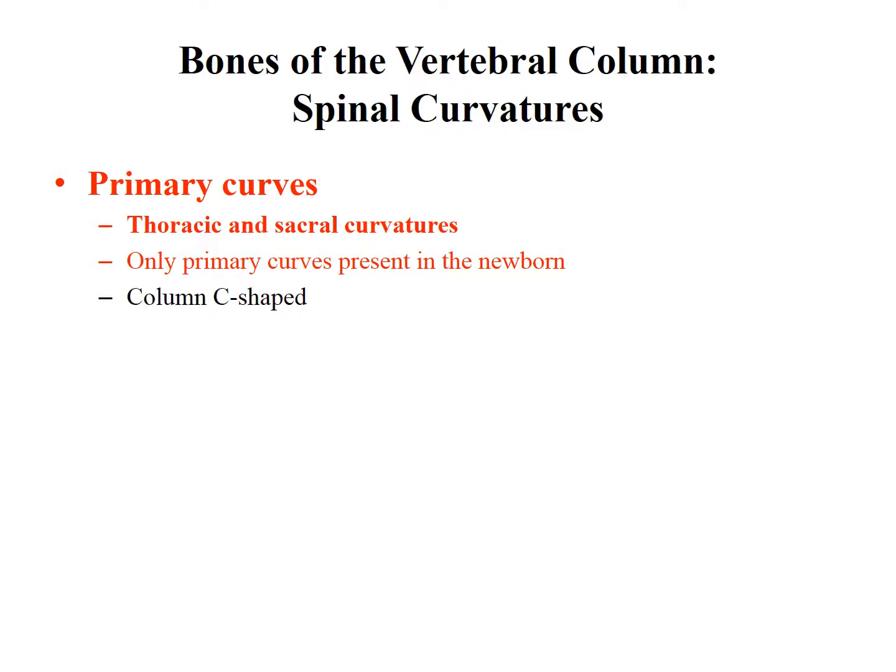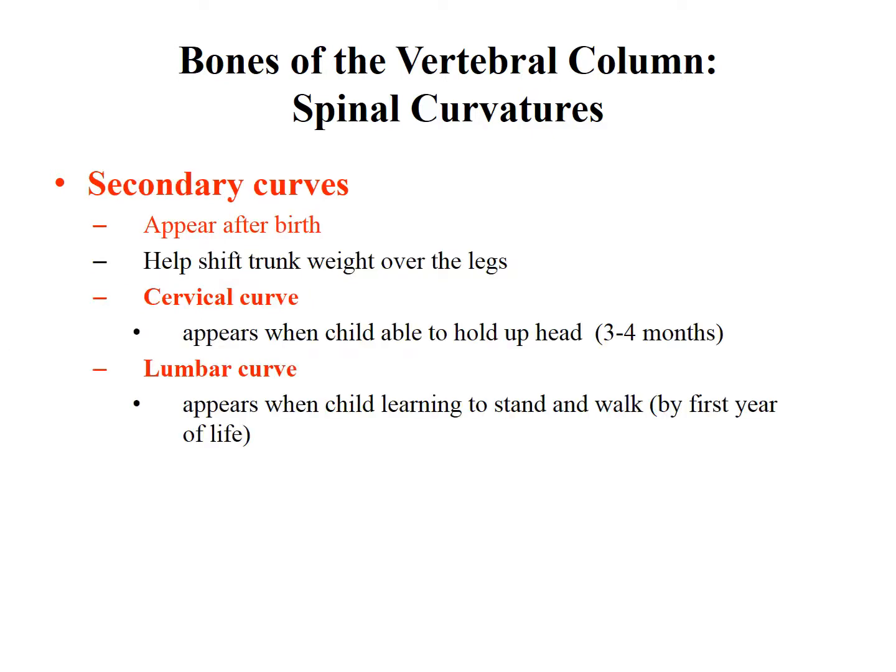Now the thoracic and sacral curvatures will be present when we're born, and that's because when we're in utero, in the womb, we're flexed forward in order to fit into that area. The cervical and lumbar curves are considered secondary curves. These are what develop as the child starts to grow and age, and basically these develop when the baby's put down in a crib or on a blanket on the floor and you lay them on their back.